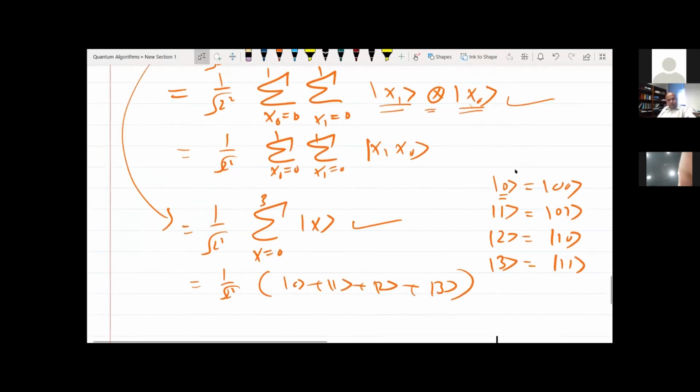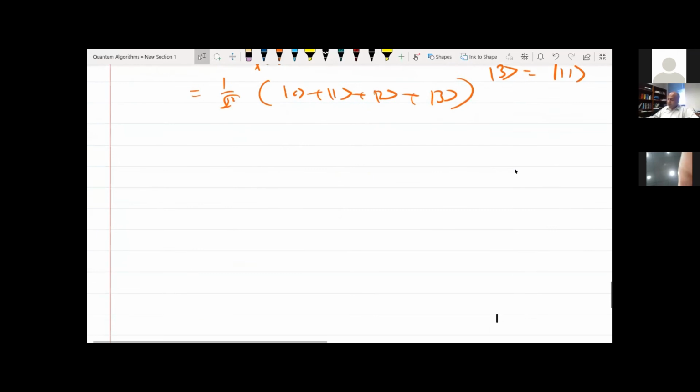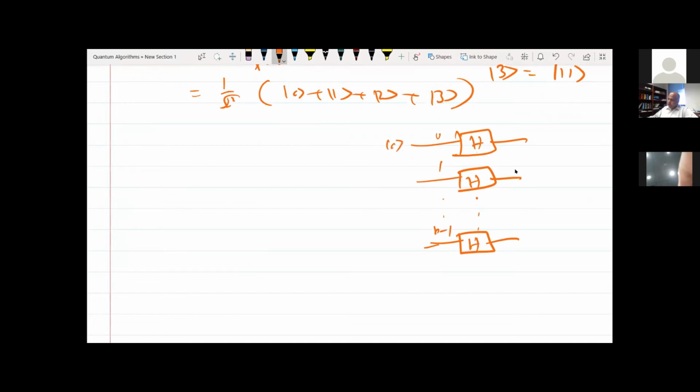Okay, so let's now generalize this Hadamard gate on each of the individual qubits to some n qubits. Suppose I have the 0th qubit, first qubit, all the way to the (n minus 1)th qubit. So I have a total of n qubits, and I'm applying Hadamard independently on each one of them. And suppose I have initialized each one of them to the 0 state. And I want to see what happens over here.